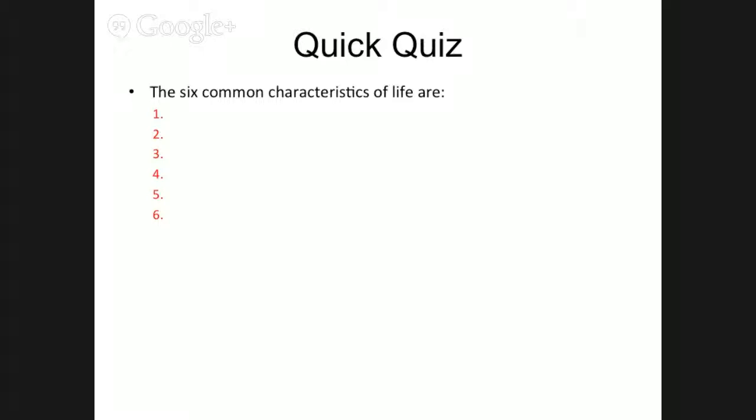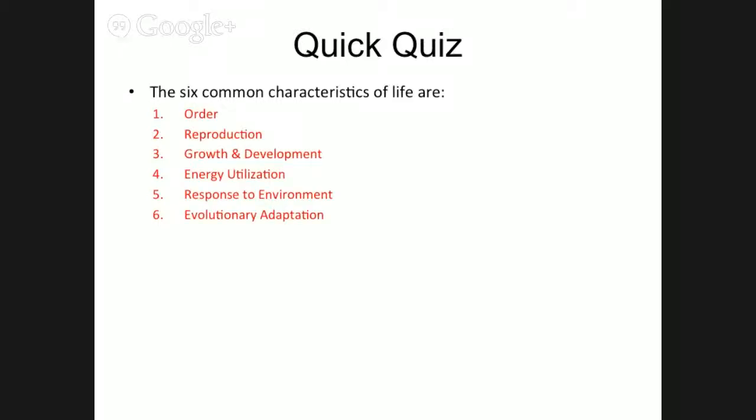Response to environment. Growth and reproduction. Order. Reproduction is actually separate from growth. Evolutionary adaptation, or Darwinian evolution. Energy utilization, or metabolism. Okay, so order, reproduction, growth and development, energy utilization, response to the environment, and evolutionary adaptation, right?